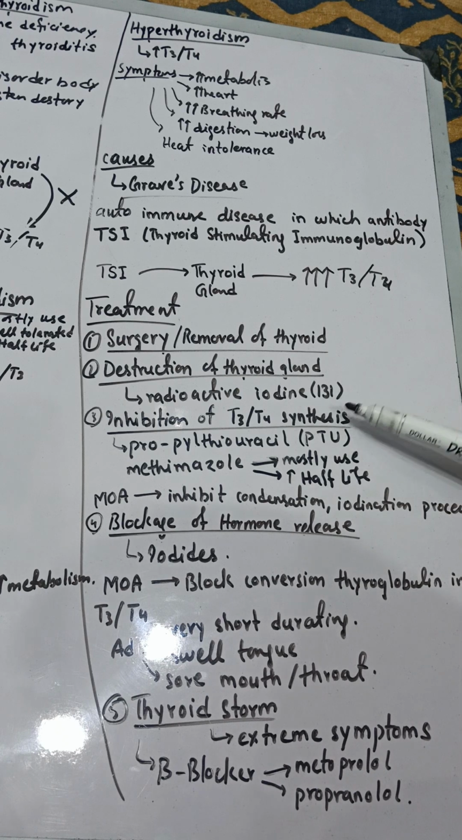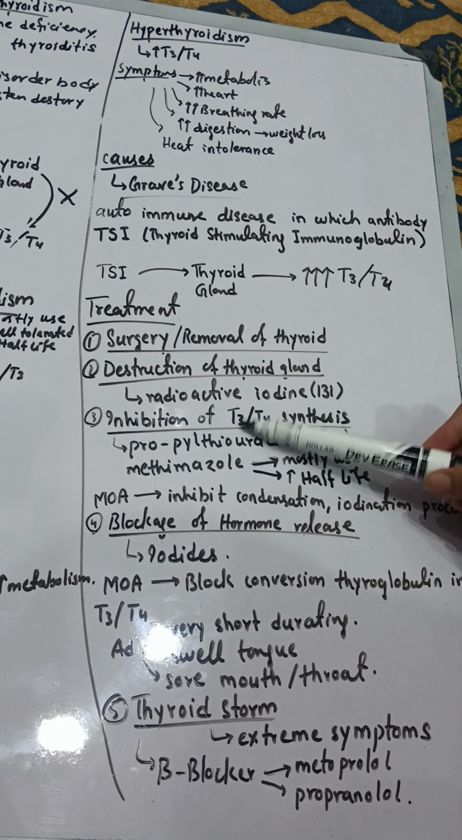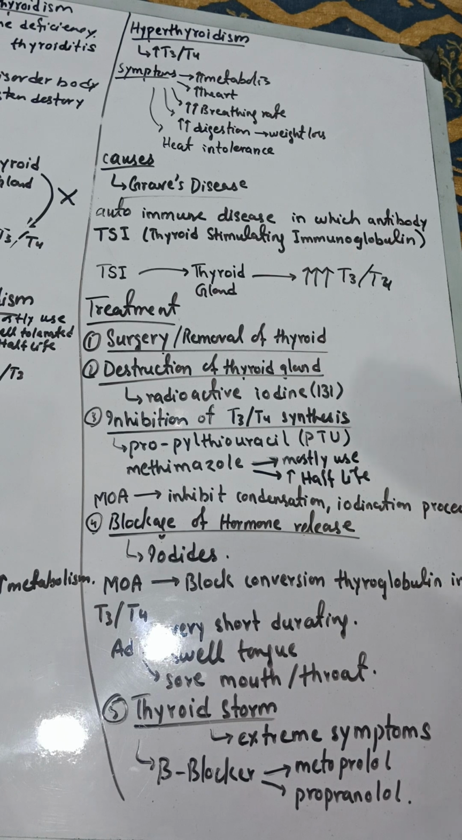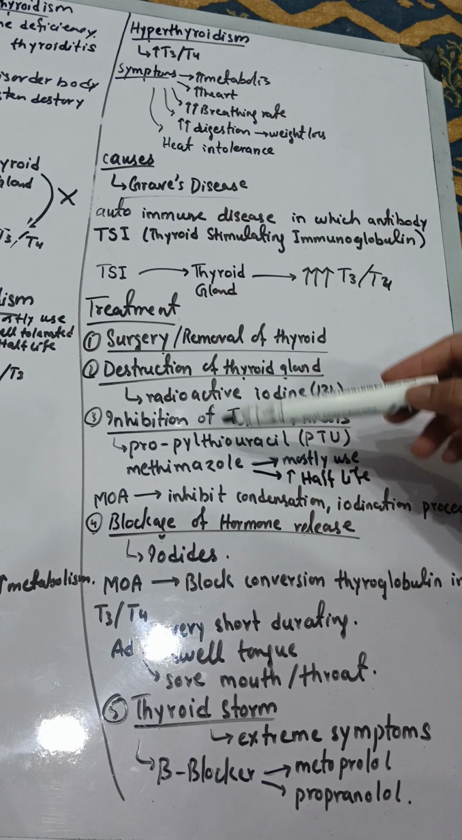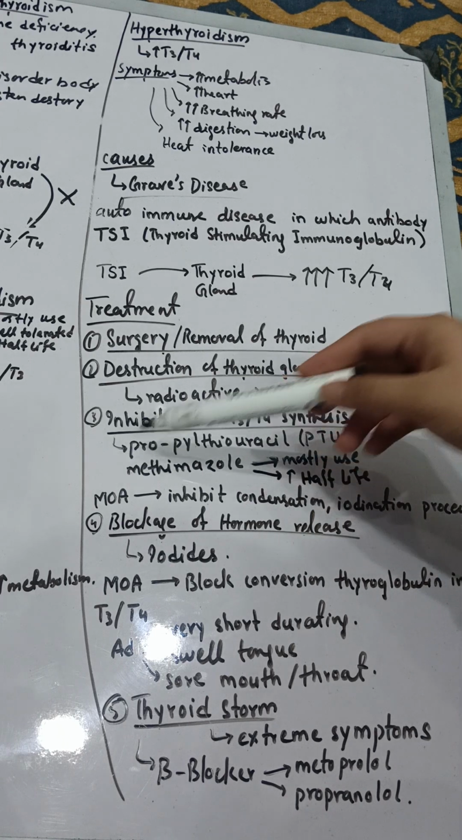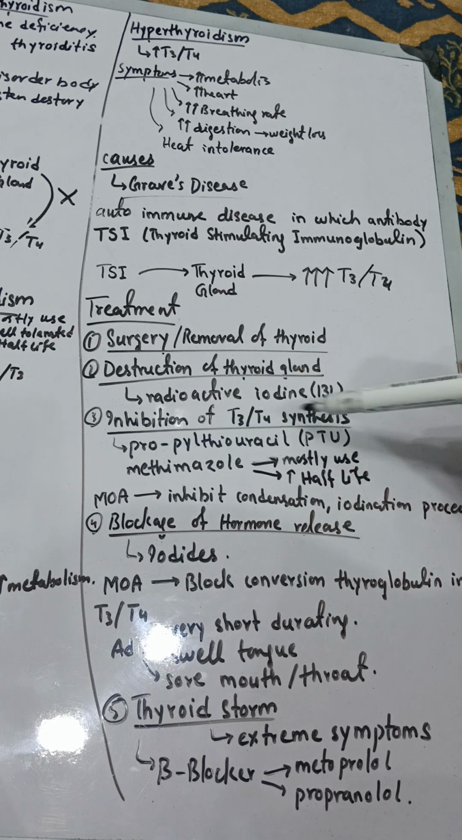The third method to treat them is to inhibit T3 and T4 synthesis. Now we are not destroying the gland, we are blocking the synthesis of these hormones. Two kinds of drugs are used for it: propylthiouracil, PTU, we can also say.